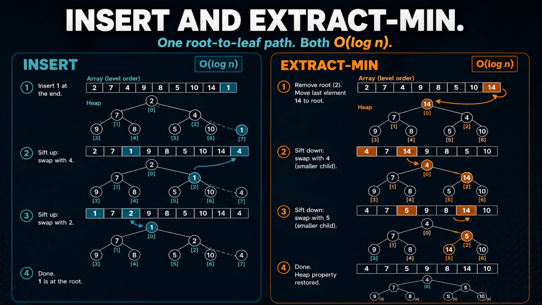Extract min: take the root, move the last value in the array up to the root position, then sift it down by swapping with its smaller child until the invariant holds. Both operations touch one path from a leaf to the root, which is at most log n nodes. So both operations are O of log n. That is the whole basis for fast priority queues.